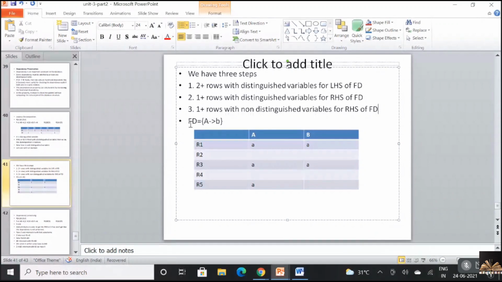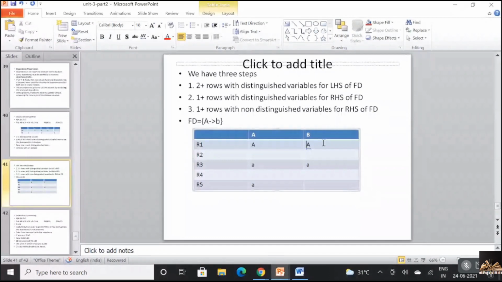Now, I have an FD over here, A implies B. I'm just assuming that I've got only 2 attributes in a table, just for the sake of an example. And that particular relation is broken into 5 pieces, just an assumption, R1 to R5. Assume I've already filled A with 3 distinguished variables and B with 2 distinguished variables. Whether I'll be able to add an A or not, I have to see.